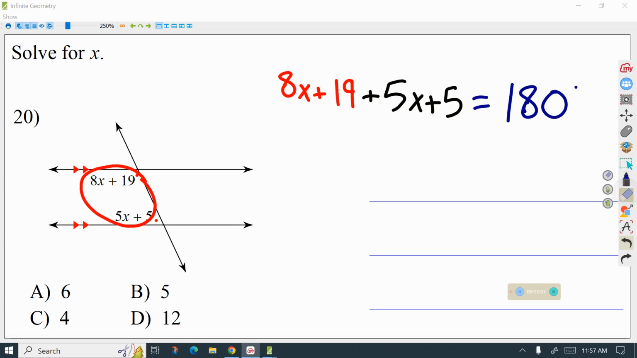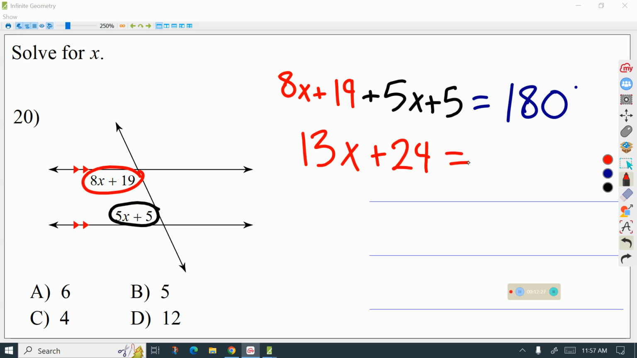I hope you guys can see what I'm trying to show you right now. Okay? The red one, this one, plus this one. These two have to add up to 180. When they're on the same side interior, that's what we need. So, you can solve through the algebra by adding the 8x with the 5x, that's 13x, and then 19 plus 5 is 24, and this is all equal to 180. So then we just want to do some algebra to solve the problem.